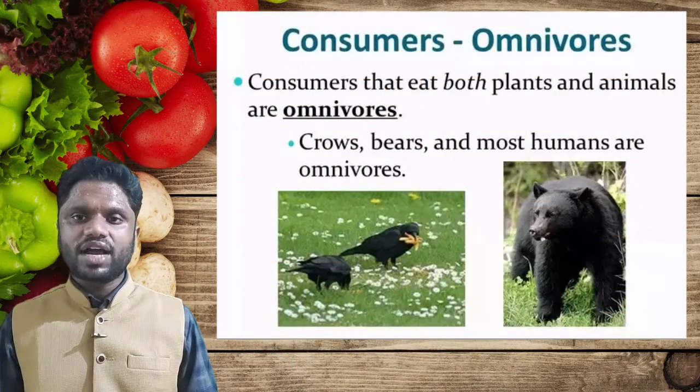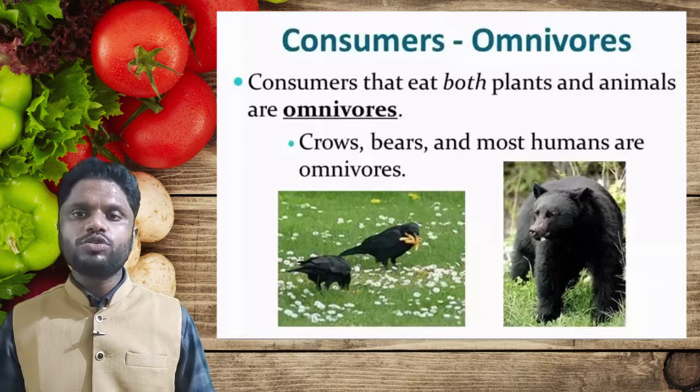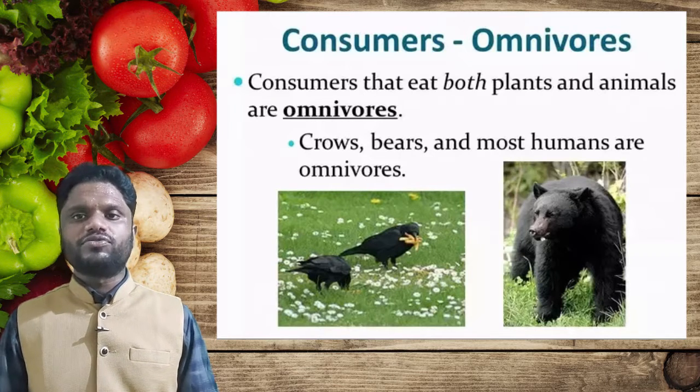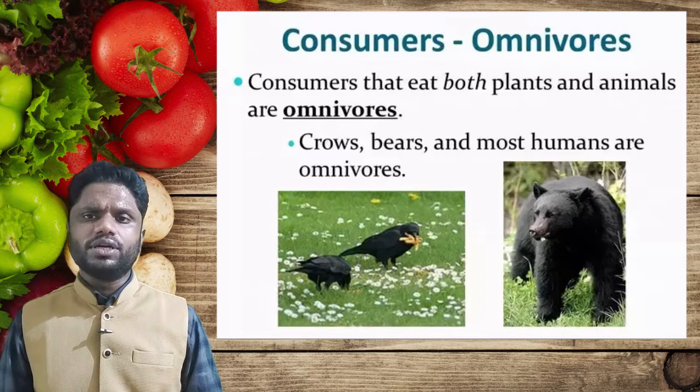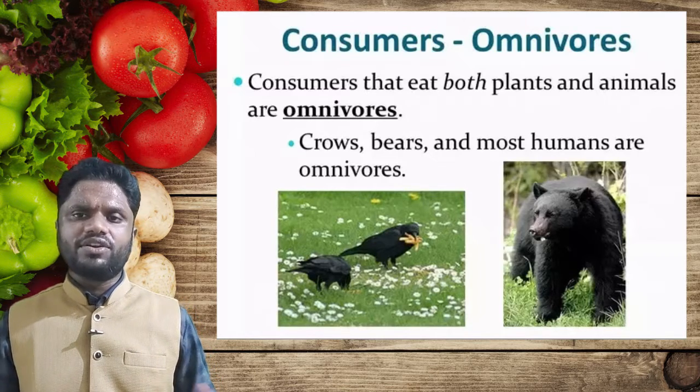Now some special characteristics of omnivores. Omnivores like bear and human beings have different types of teeth that help them to eat both plants and flesh of animals. Omnivorous birds like crow have a sharp and pointed beak to help them eat a variety of food. Now scavengers and decomposers.